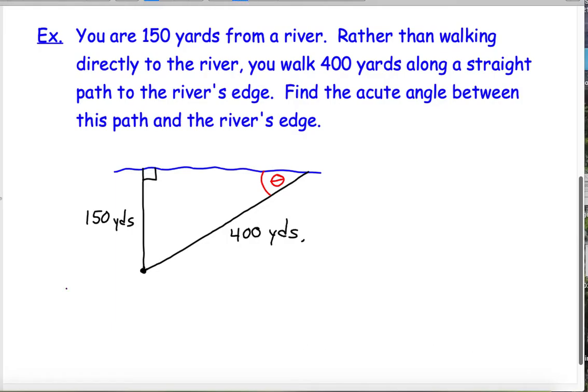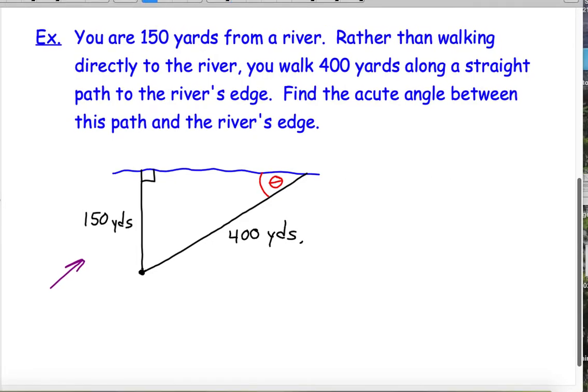So when we look at our picture here, let's see what we're dealing with. So in terms of this angle theta, we have the opposite leg and we have the hypotenuse. Opposite and hypotenuse. That's the sine function. So we're going to write an equation for sine. So we'll say the sine of theta is equal to the opposite, which is 150 yards, over the hypotenuse, which is 400 yards.